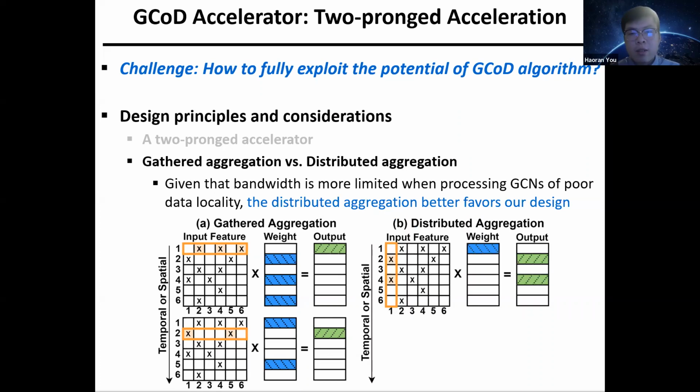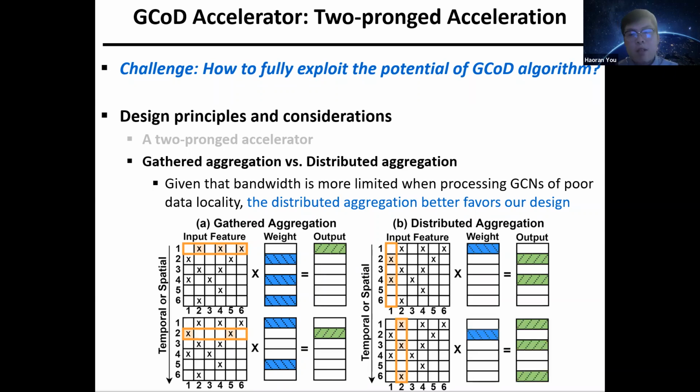The second one is the distributed aggregation. It executes the nodes in a parallel mode, while the neighbors' features of each node are gathered sequentially for aggregation. The advantage is that the weight feature can be fully reused, since we process the adjacency matrix column by column. The disadvantage is that it requires a large buffer to hold the intermediate aggregation results, which often cannot be stored on chip, and thus leads to frequent off-chip memory access. As an example, AWB-GCN adopts such a design.